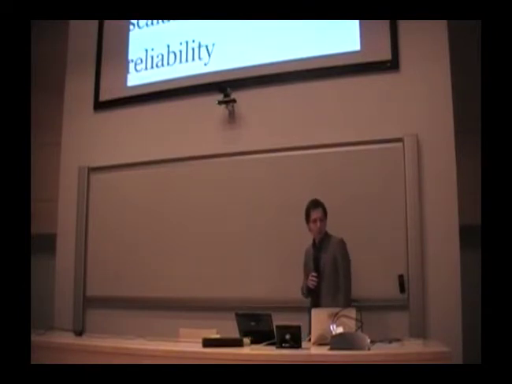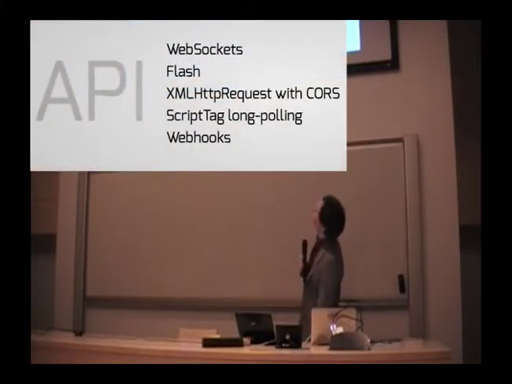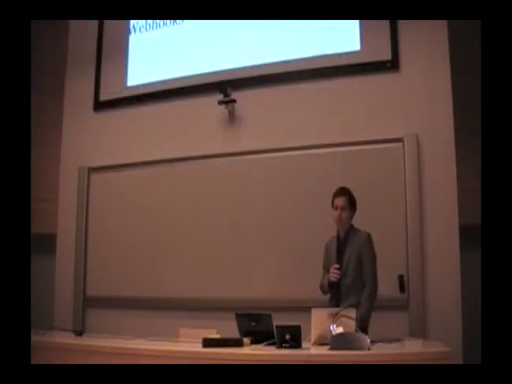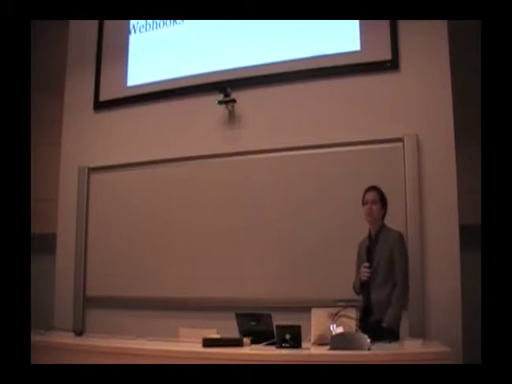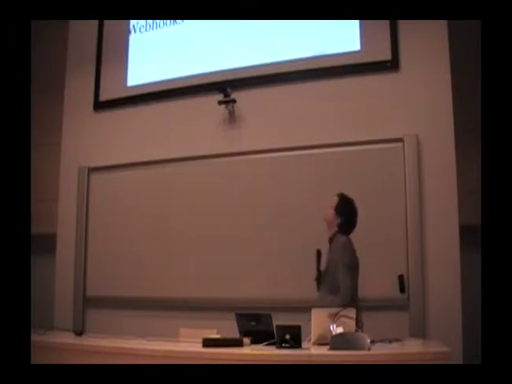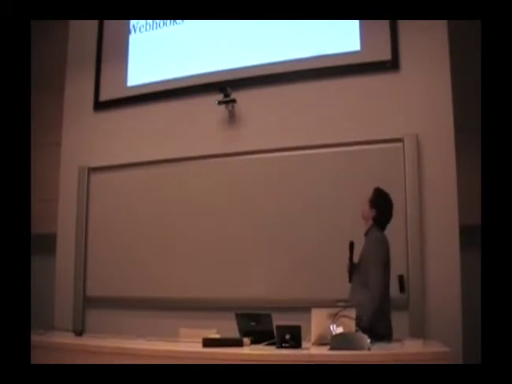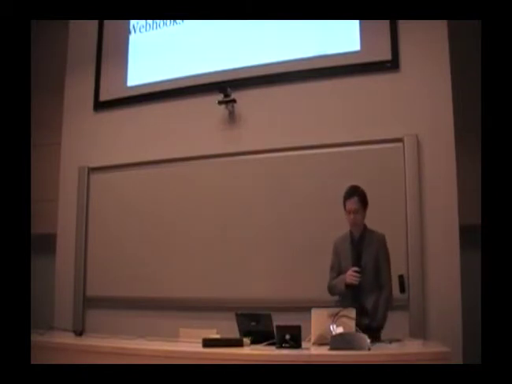So let's get back to the API. Since we're dealing with web browsers, we have to be able to communicate efficiently. The problem with browsers is that some of them are pretty bad, like Internet Explorer 6, so we have to be able to handle all of them using different transports. We implement WebSockets, Flash transport, XML HTTP request with cross-origin requests, script tag long polling connections, and webhooks for some auxiliary stuff which is not really important.